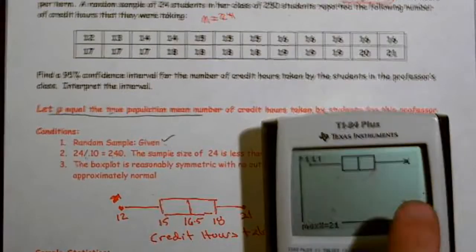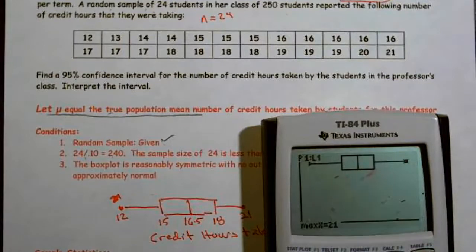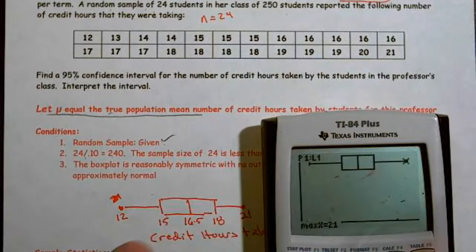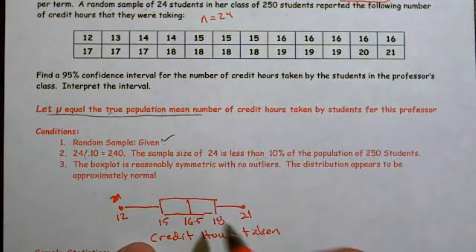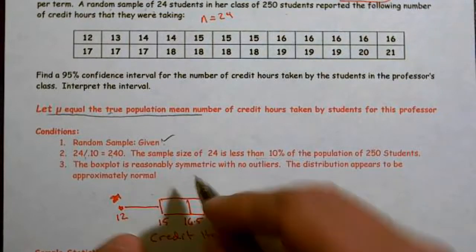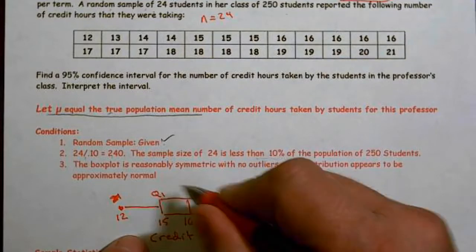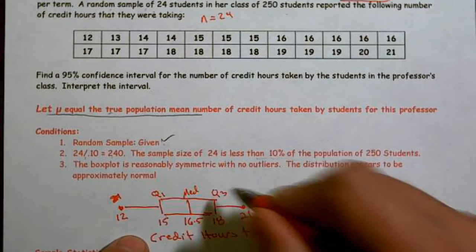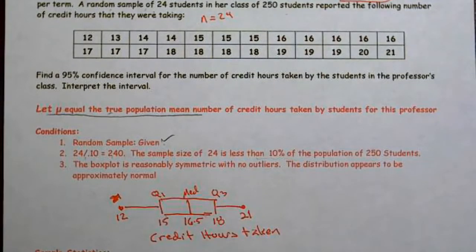Okay, so basically this is what I got. And when I look at this, this is pretty symmetric. All right, so I need to sketch that box plot out. You can either use a scale or label all the important points. So this is my minimum, this is Q1, this is my median, this is Q3, and there's my max value. And then make sure you always have your label, so credit hours taken.